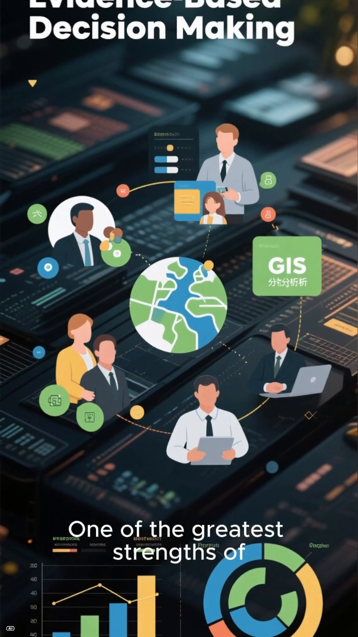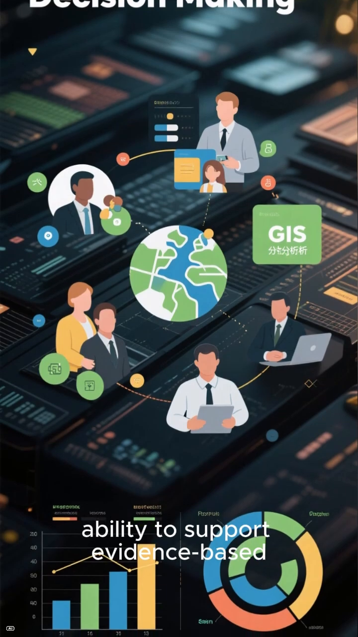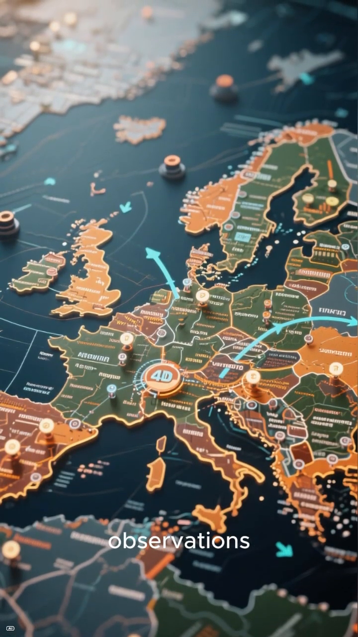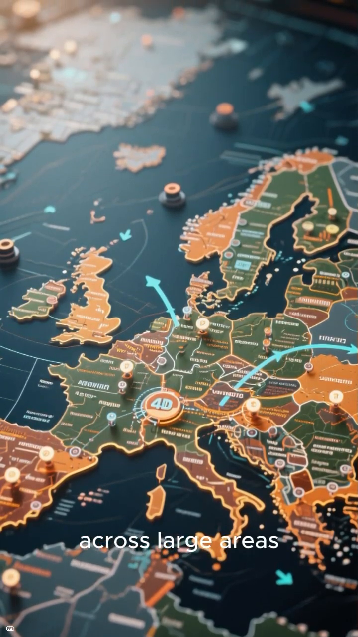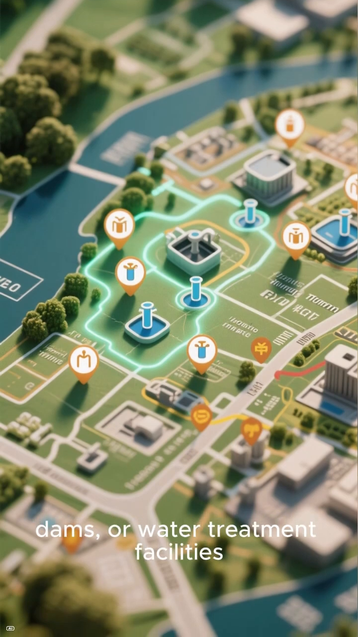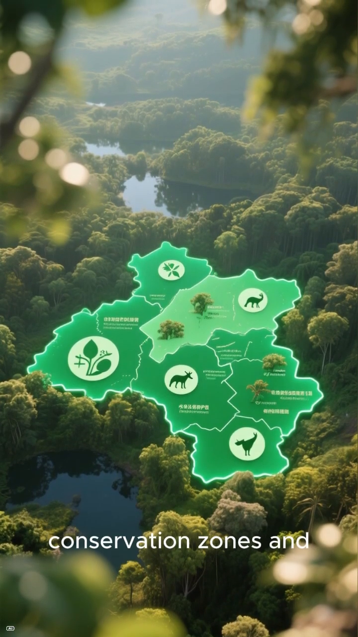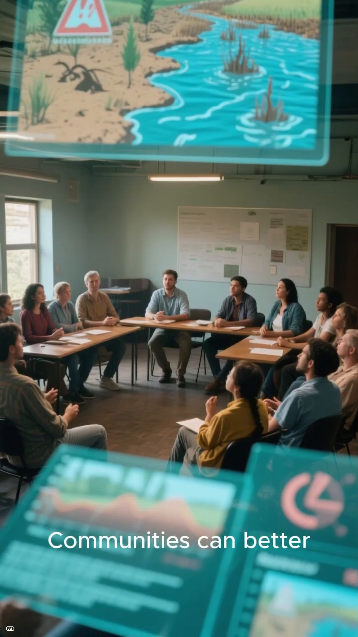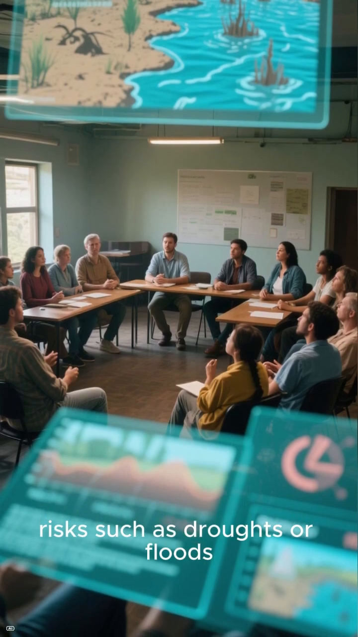One of the greatest strengths of GIS-based overlay analysis is its ability to support evidence-based decision-making. Instead of relying on assumptions or isolated observations, planners can visualize complex interactions across large areas. Governments can identify suitable locations for new wells, dams, or water treatment facilities. Environmental agencies can prioritize conservation zones and protect critical recharge areas. Communities can better understand their exposure to water-related risks, such as droughts or floods.